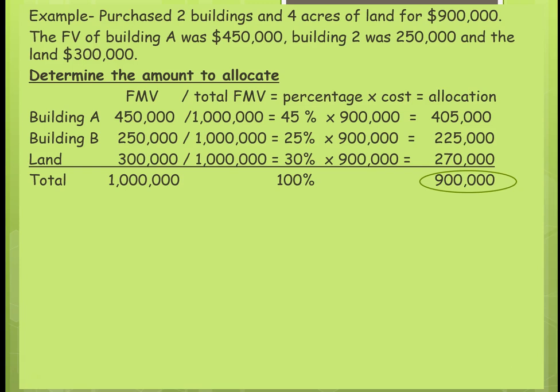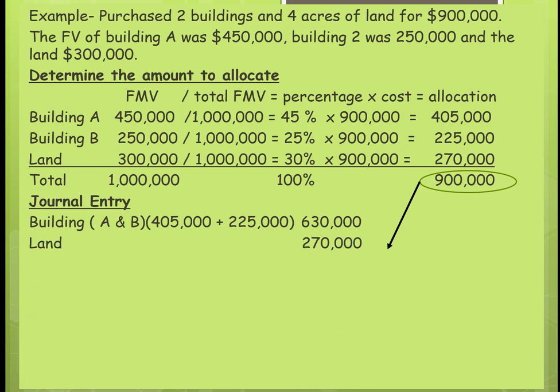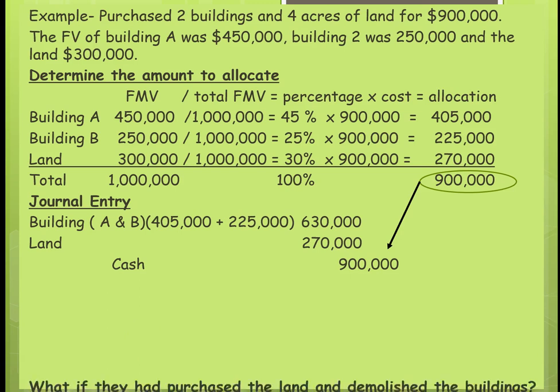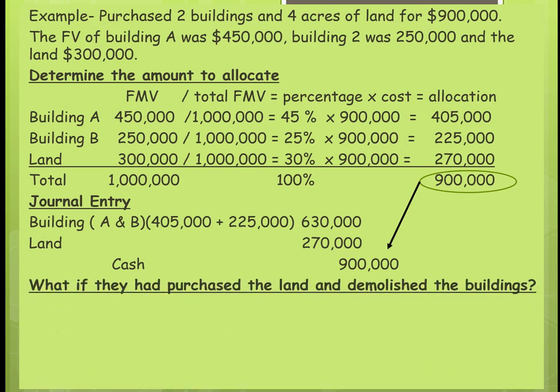Now remember, that's the most we can allocate. So when we do our journal entries, we want to make sure that our total equals the amount we paid, $900,000. Now, what if they had purchased the land and demolished the building? Everything would go to land. That's how it works. All right, now what we're going to do is look at some partial and non-cash acquisitions.